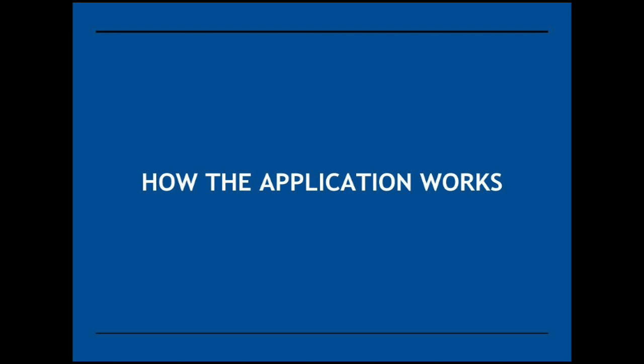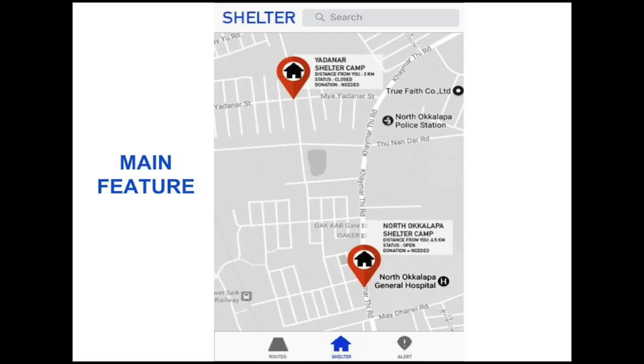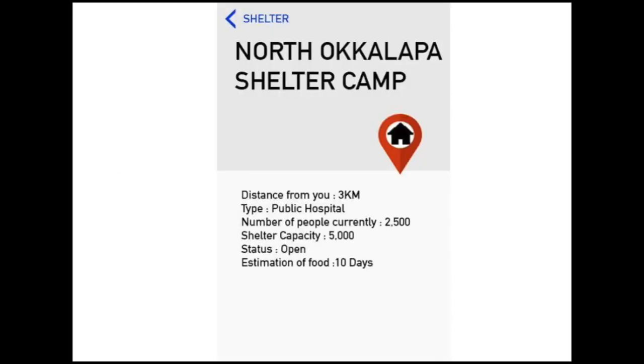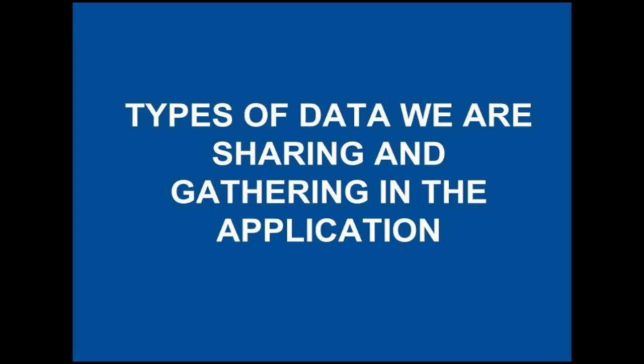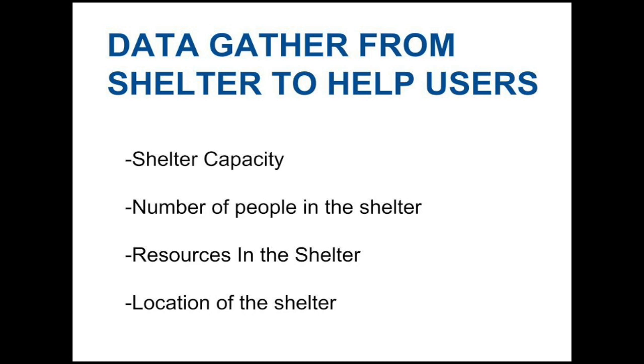So how does the application actually work? We have our first feature, the main feature. It's the Shelter Tracker feature. The Shelter Tracker feature includes many options for the shelter. It pinpoints the shelter's location on a map, and it also includes the distance from you, the type of shelter, the number of people currently in the shelter, the capacity, whether the status is open or not, and even an estimation of food.